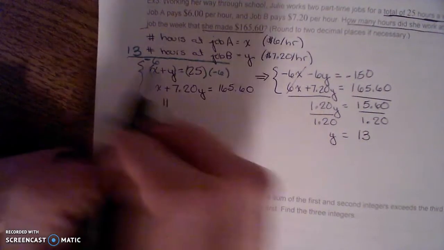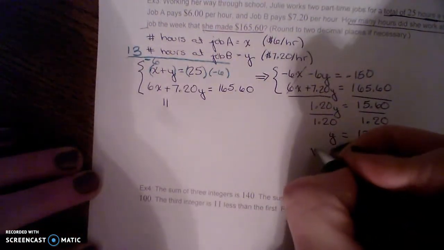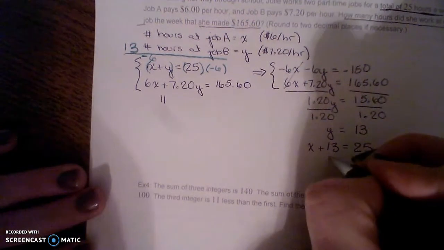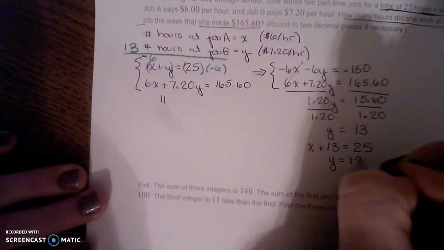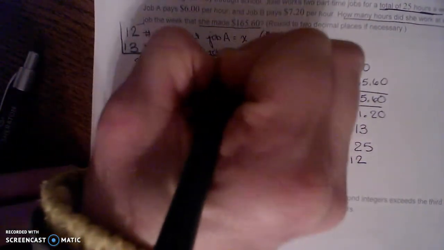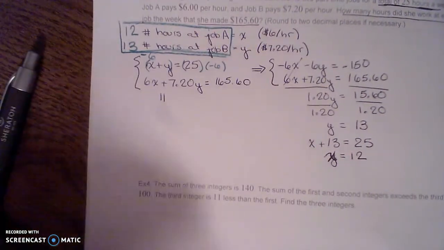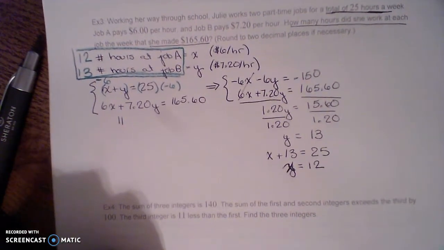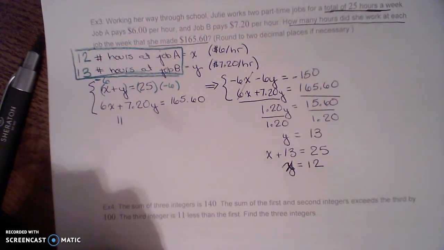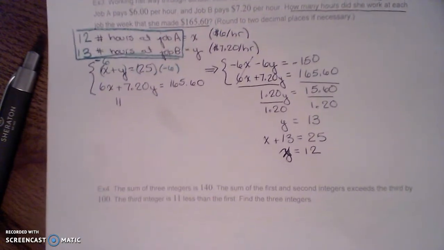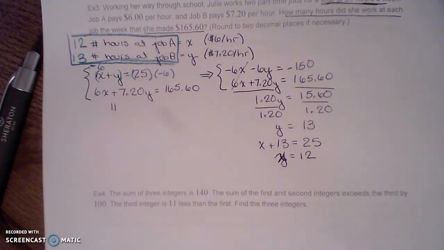And then I can use this first equation here, which says x plus y equals 25, using 13 for y. We get x is 12. So she worked 12 hours at job A. All right, so the method here: make sure we know what our unknowns are. Look for totals in order to write down these equations, and then use whatever method you would like to solve those 2 equations.